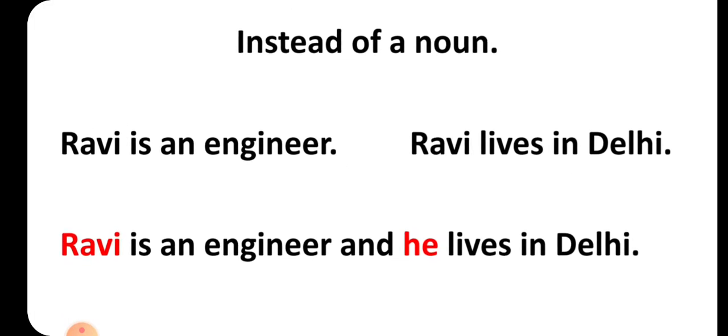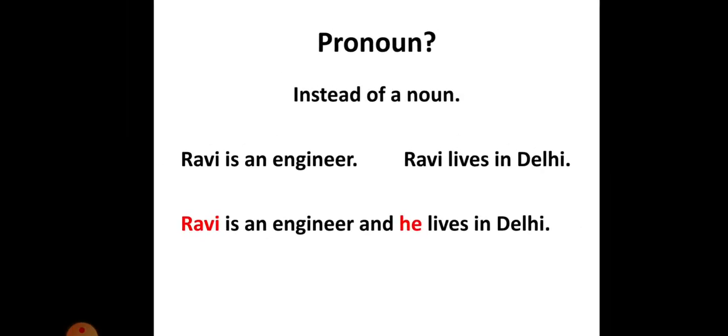For example, Ravi is an engineer and Ravi lives in Delhi. So here in this statement, Ravi has got repeated twice. Actually you need to understand that pronouns are used to avoid the repetition of nouns. Look at the example here. Ravi is an engineer and he lives in Delhi. So here I have used he to avoid the repetition of the noun called Ravi. So Ravi is an engineer and he lives in Delhi sounds more natural and appropriate.